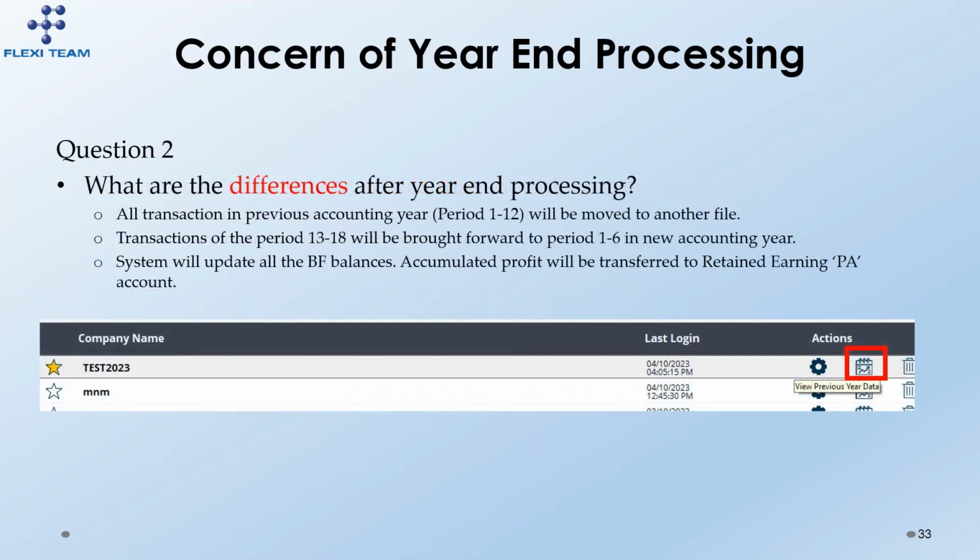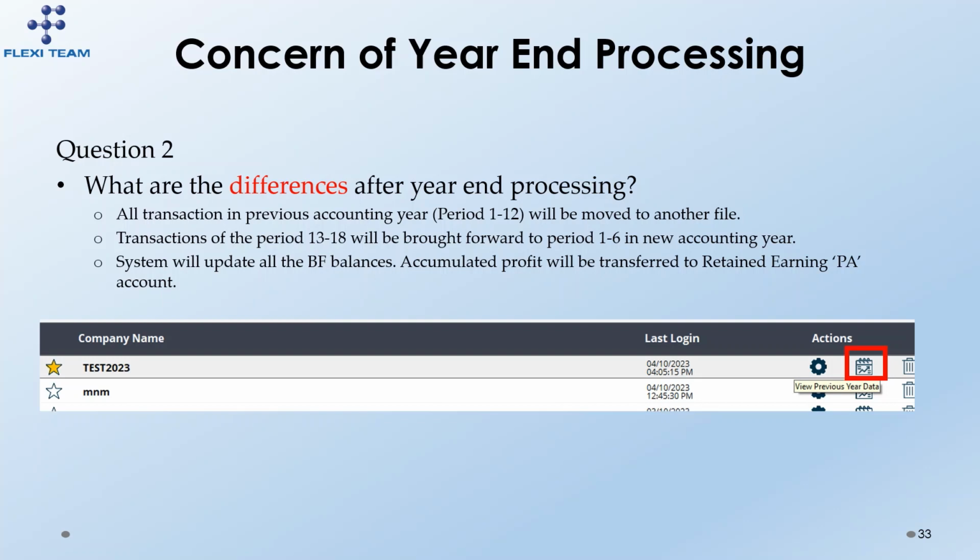Question 2. What are the differences after year-end processing? The first one is that all transactions in the previous accounting year, periods 1 to 12, and this accounting year, periods 13 to 18, will be separated. Transactions in the previous accounting year, periods 1 to 12, will be saved in another file, and you can find it at the Select Company List calendar logo for viewing previous year data. Transactions of the previous year, periods 13 to 18, will be brought forward to periods 1 to 6 in the new accounting year.